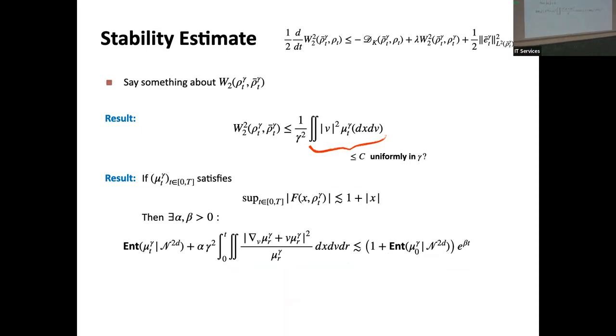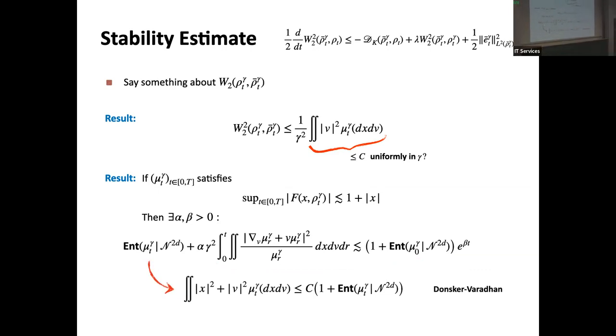But what's more important is this term right here, because this term gives you control of the moments uniformly in gamma. This term can be bounded from above by some constant times 1 plus this entropy. And this is a result by Donsker-Varadhan. Now we have control of the velocity. But let me also note that you not only have control over the second moment in the velocity variable, but also in the spatial variable. If I integrate this in x squared, this gives me the second moment of the density variable too. So rho gamma also has uniform second moments in gamma.